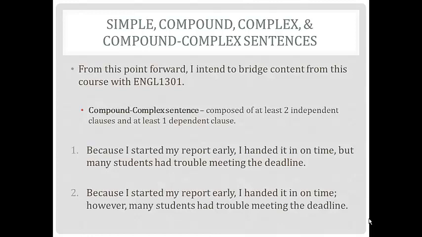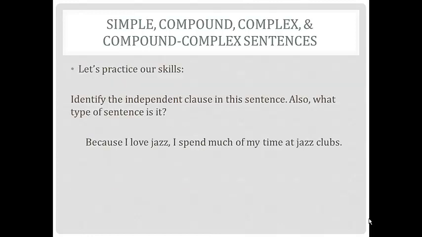Another example says, because I started my report early, I handed it in on time; however, many students had trouble meeting the deadline. Very similar. It starts out with a dependent clause, goes on to an independent clause, which is separated with a semicolon from the second independent clause. So let's go into some examples. Let's practice our ability to identify which type of sentence structure we're looking at. All right? So remember, it can be simple, compound, complex, and compound complex sentences. So here it is. Because I love jazz, I spend much of my time at jazz clubs.